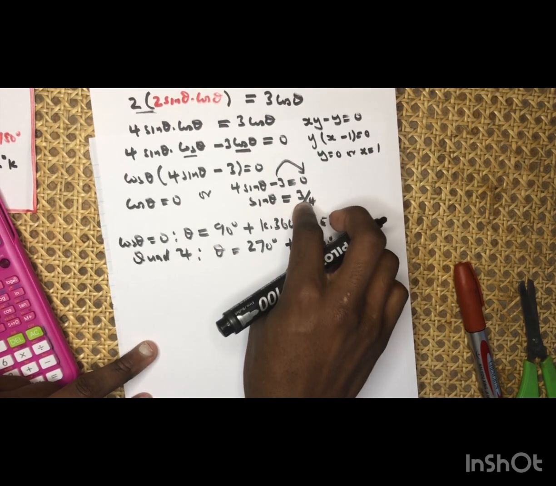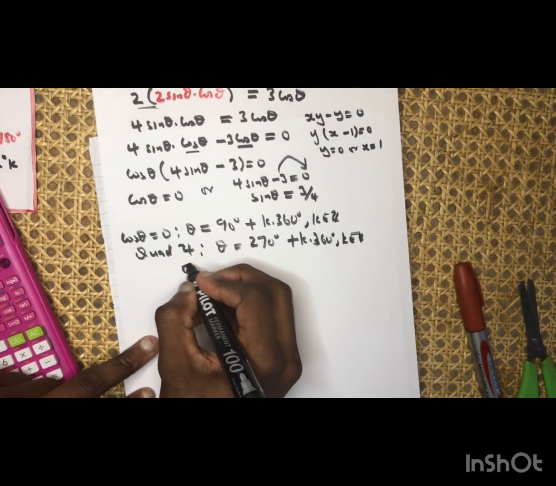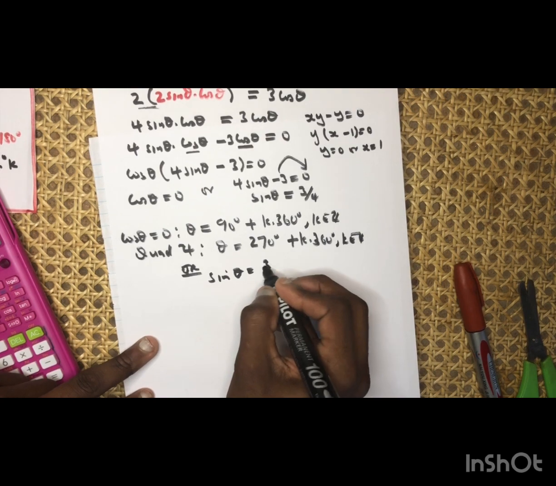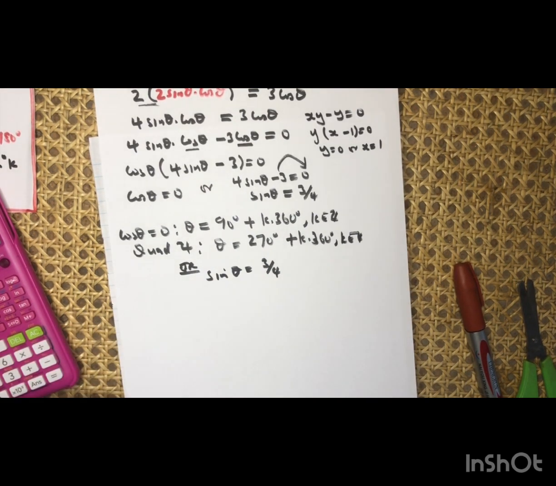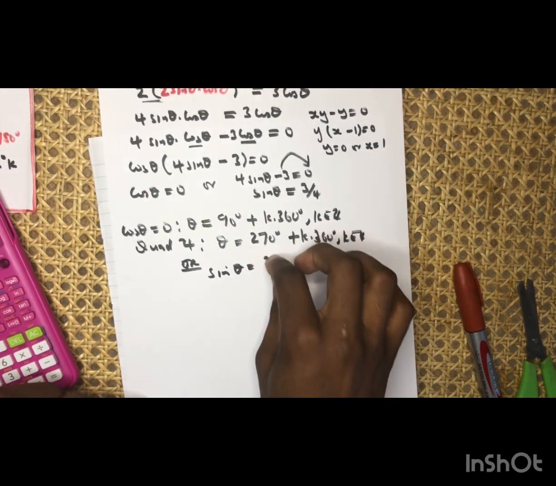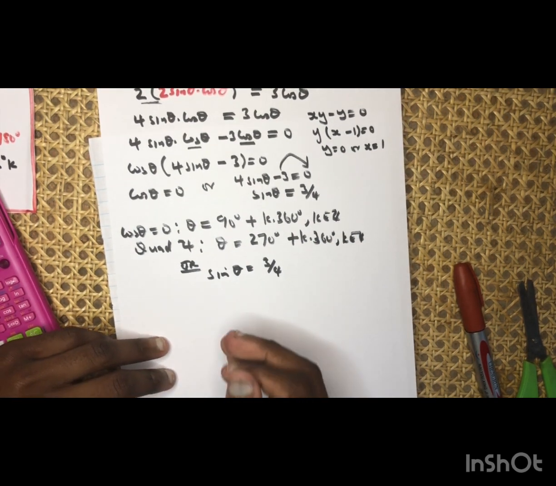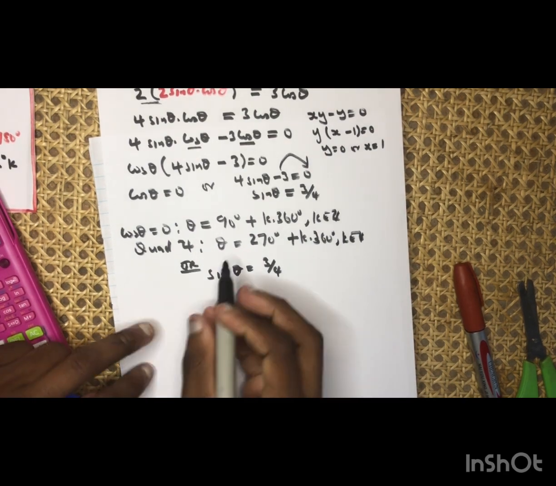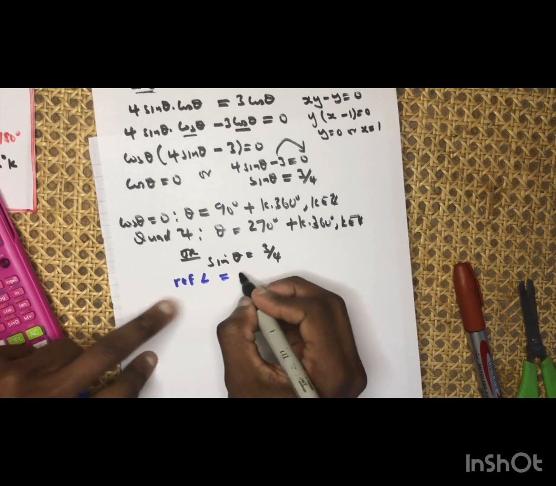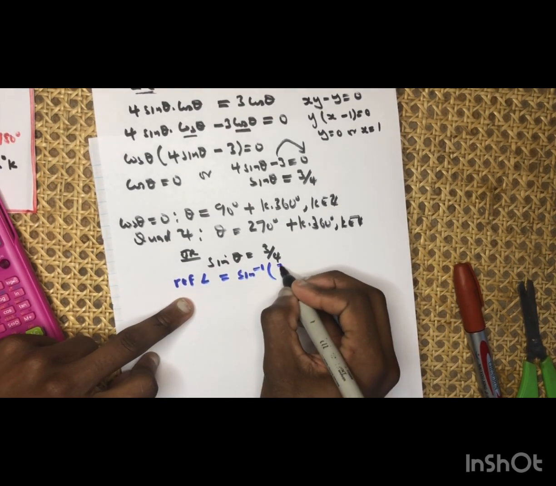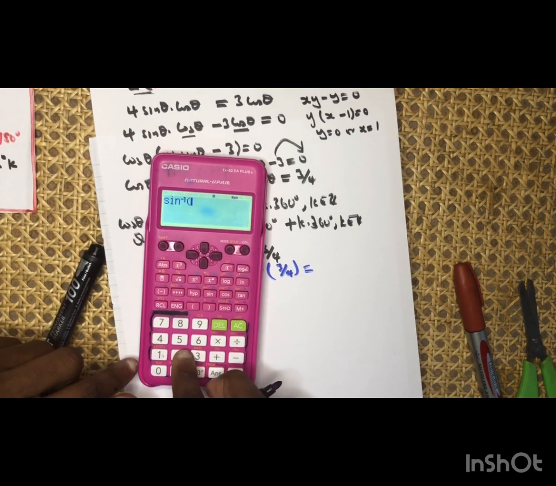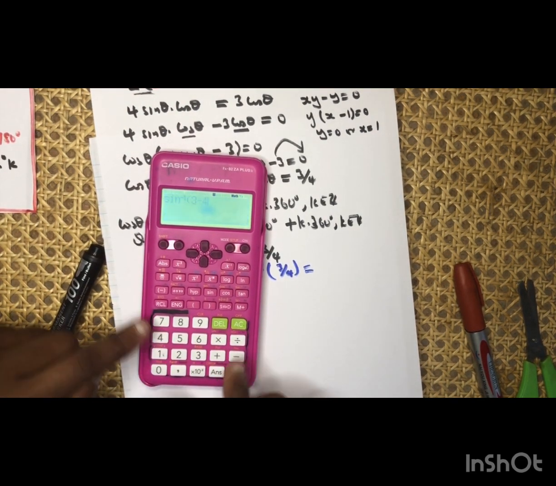Then we go to this one, guys. So we're now working with sine theta equals 3 over 4. Can you see, guys, that this numerical value is positive? If this numerical value is positive, it means I will have two solutions. So I will get the reference angle, guys. I will say the reference angle is equal to the inverse of sine of 3 over 4.